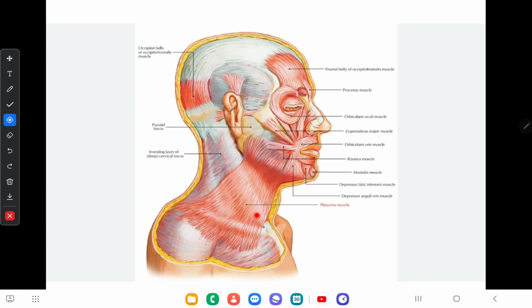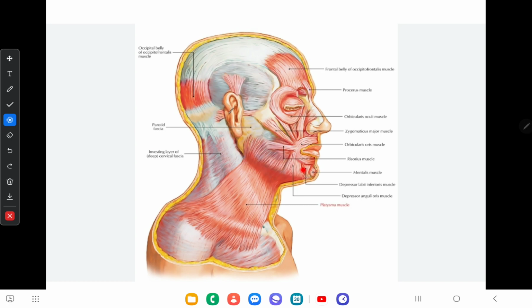The anterior fibers, you can see, are inserted into the base of the mandible. Posterior fibers cross the mandible and insert into the modiolus at the angle of the mouth here, and into the lower lip as well, here in this area.